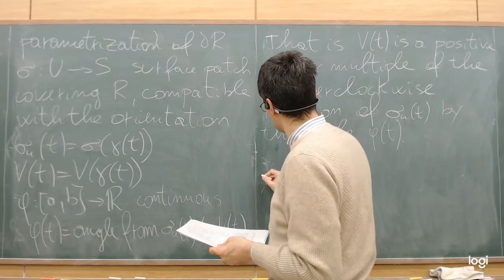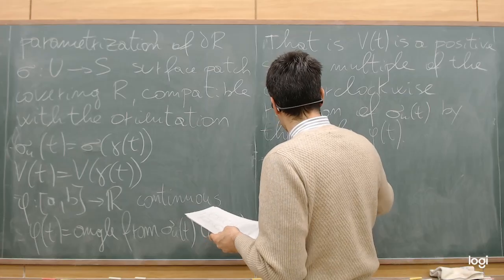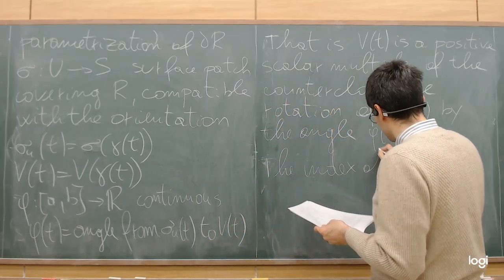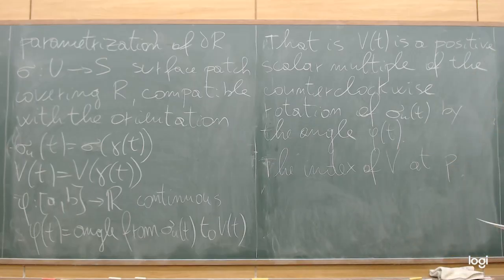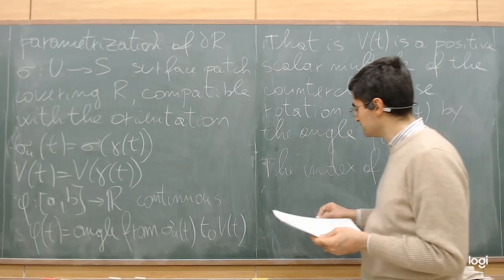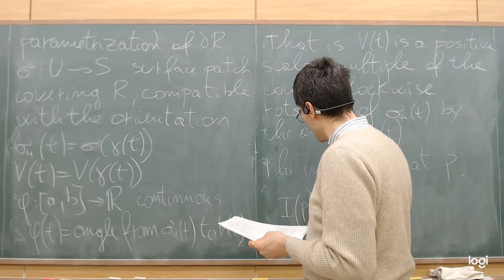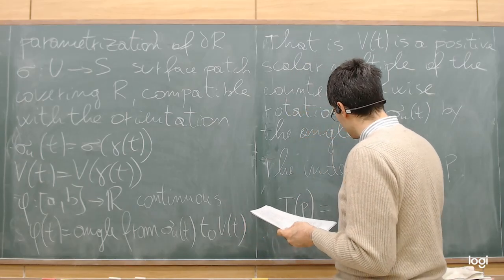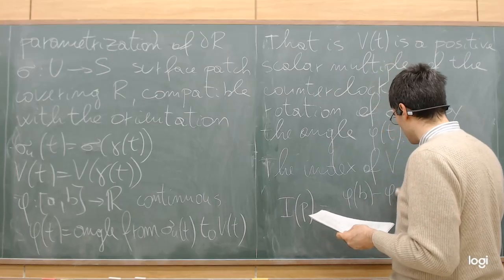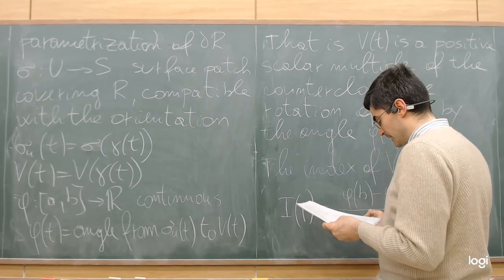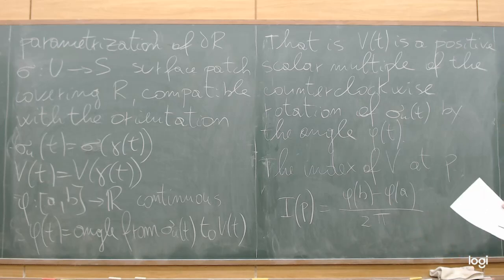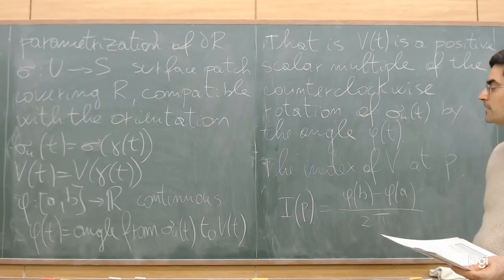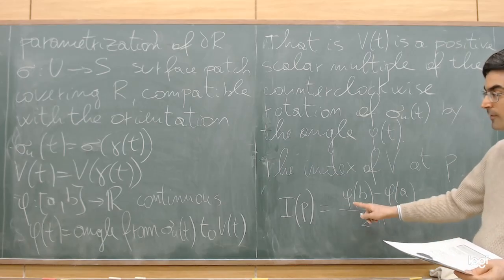Finally, the index of V at P, the isolated singular point, is given by I of P equal phi B minus phi A divided by 2 pi. So in other terms, the index is the degree of the angle function phi.